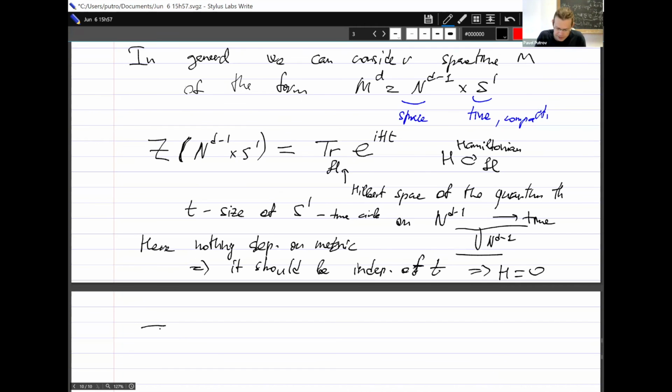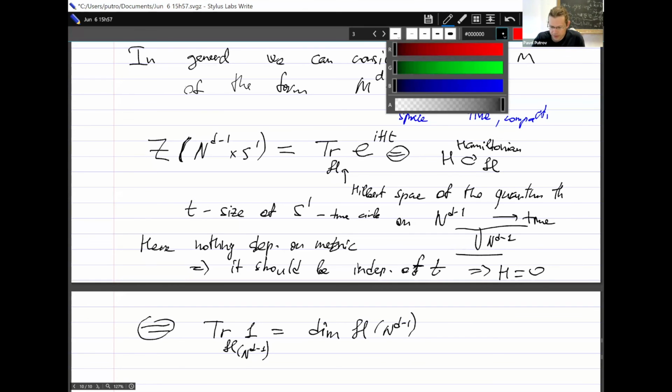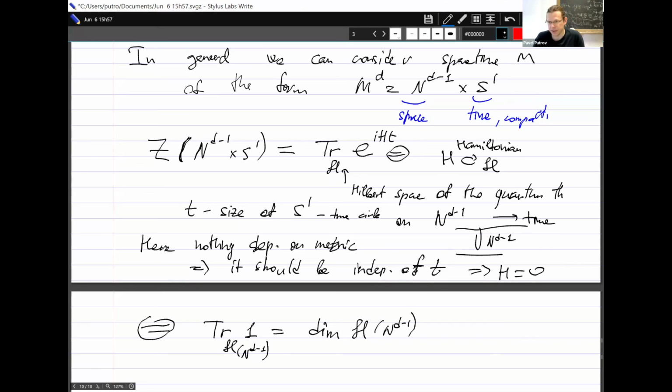So basically, this reduces to just the trace of one over the Hilbert space, and let me emphasize, the Hilbert space on this manifold N. The trace of one is the dimension, and basically all states are ground states in our theory, and actually in general topological quantum field theory, where there is no dependence on metric. All states are ground states, but they might still be non-trivial. One of the non-trivial data is the ground state degeneracy on a given space-time.